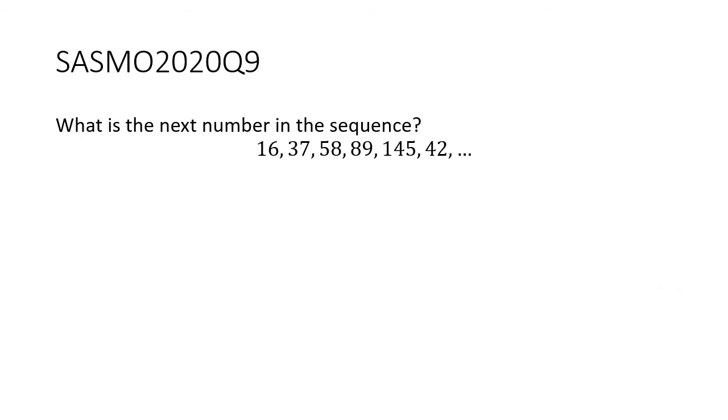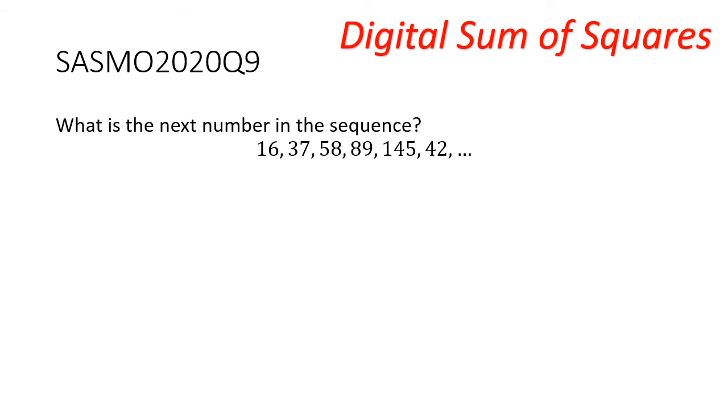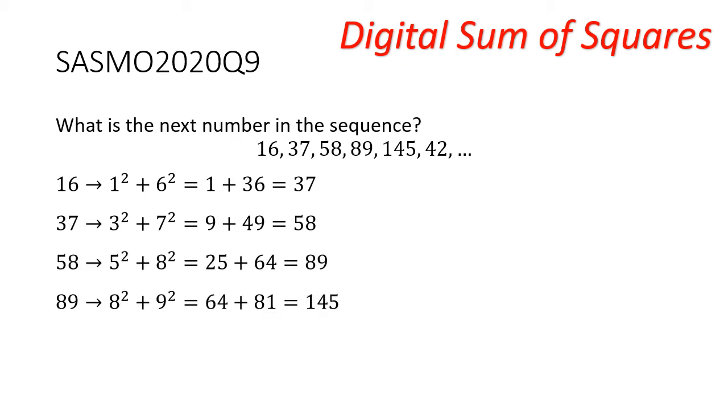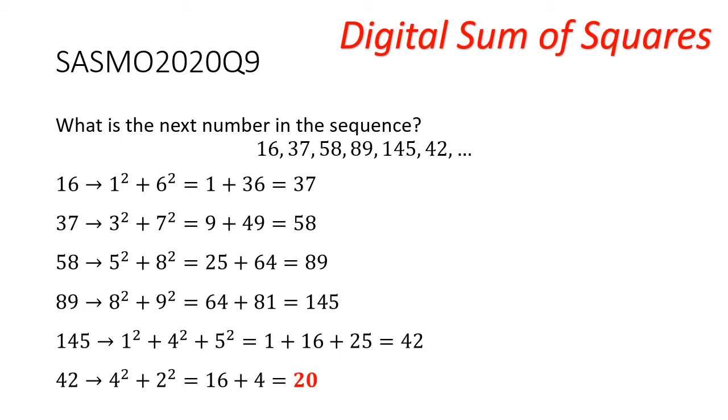So this number pattern is a digital sum of squares. What happens is that we take the number 16 and we split it up into the digits 1 and 6. We square them and we add them up, that gives us 37. Same thing for 37, we split it up into 3 and 7 and we square both, add them together, that gives us 58. And you can see that this pattern will continue. And from 42, we'll split it into 4 and 2, square them, add them together. The next number in this sequence will be 20.